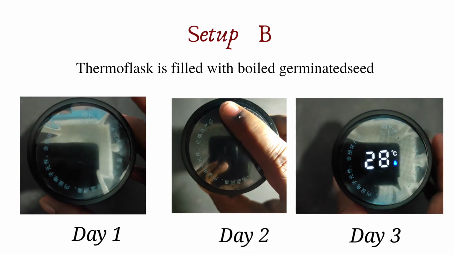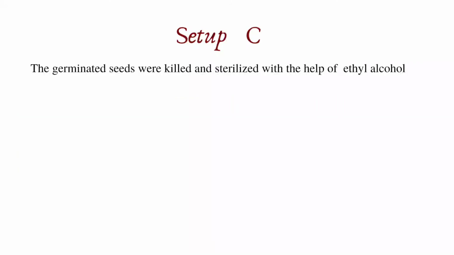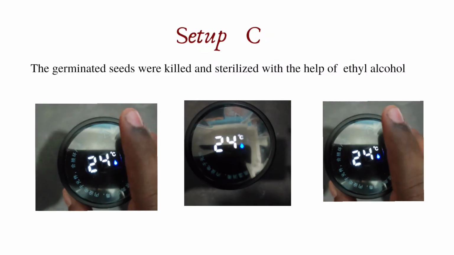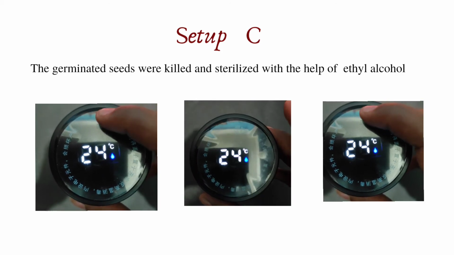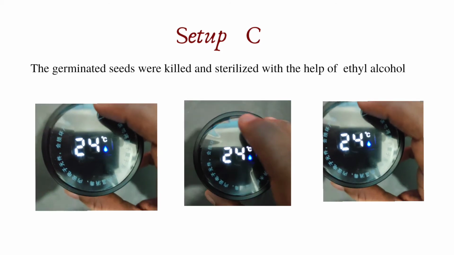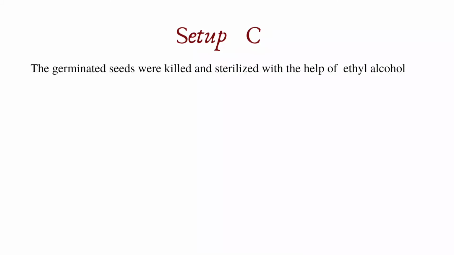on the dead seeds. In setup C, which contained the germinated seeds which were killed and surface sterilized with the help of ethyl alcohol, on all 3 days it doesn't show any rise in temperature, which indicates the absence of cellular respiration, because we have heat killed the germinated seeds and surface sterilized them with ethyl alcohol, which kills both the microorganisms and germinated seeds. Therefore, there is no activity of cellular respiration and no rise in temperature at all.